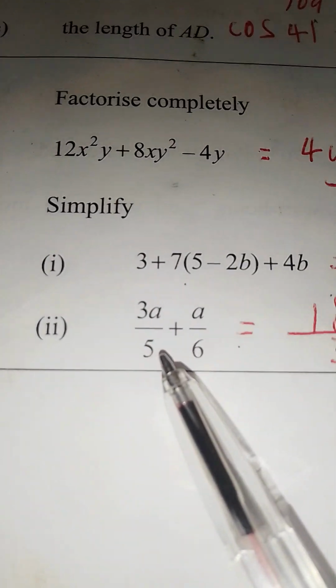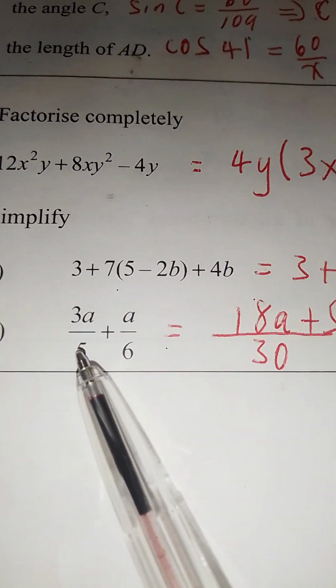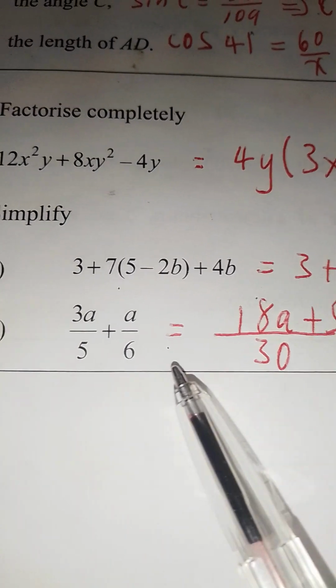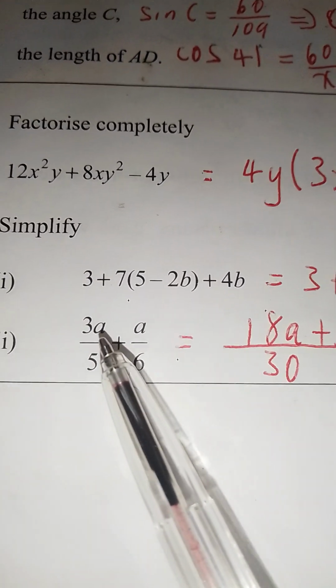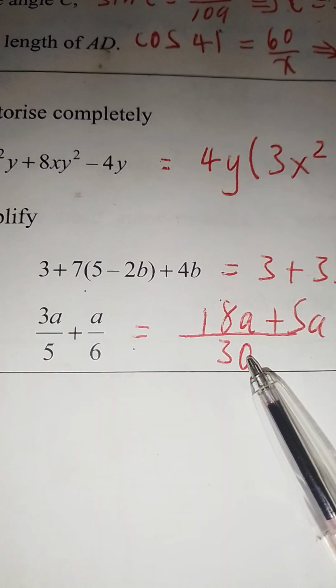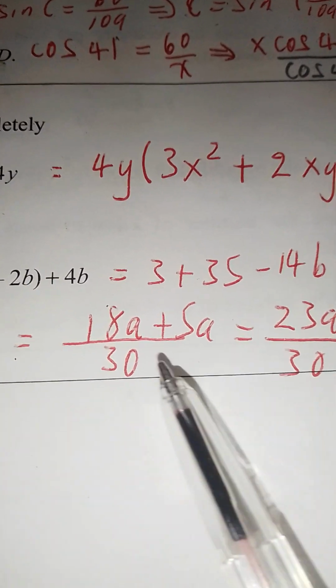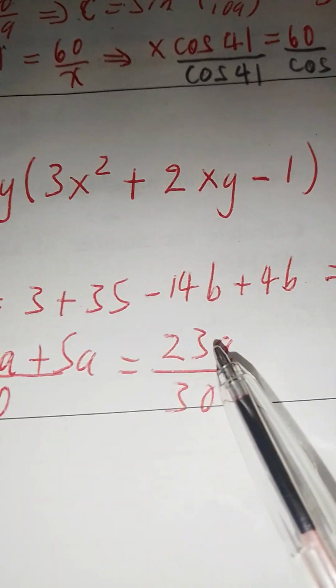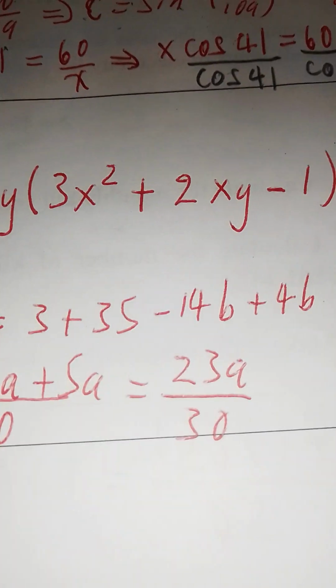Simplify this. Okay. I've got to find the LCD, which is 30. 5 into 30 goes 6 times, so I'm going to multiply this by 6. I get 18. 6 into 30 goes 5 times, so multiply this by 5, and I get 5. 18 apples plus 5 apples equals 23 apples, so 23 over 30, that's your answer. Here we go.